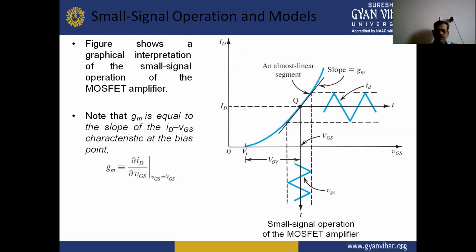This figure shows the small signal operation of the MOSFET amplifier, a graphical interpretation of the small signal operation. Note that gm is equal to the slope of the iD-vGS characteristic at the bias point. So here transconductance gm equals change in iD upon change in vGS when VGS is constant.